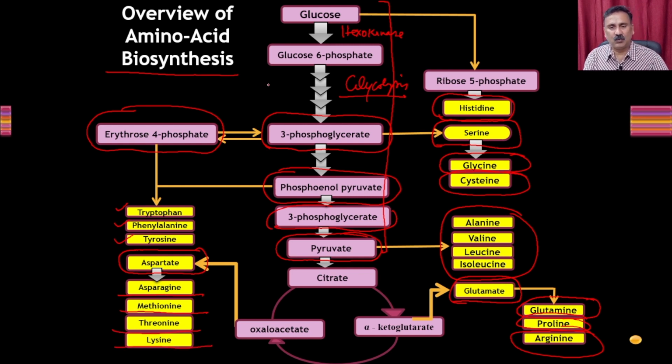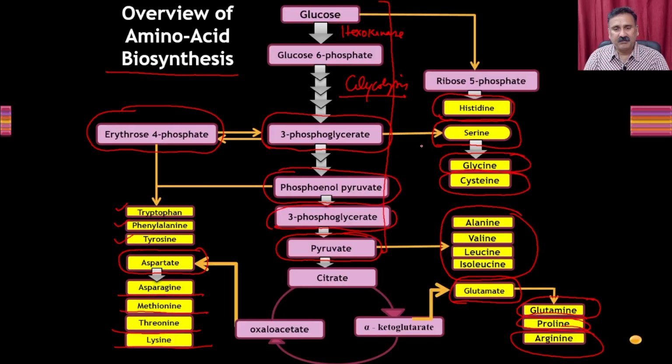So this is just an overview to show the importance of carbohydrate metabolism in providing the different types of amino acids. You can see that from each intermediate, or almost all the intermediates, are involved in providing the precursors for the synthesis of some of the amino acids.